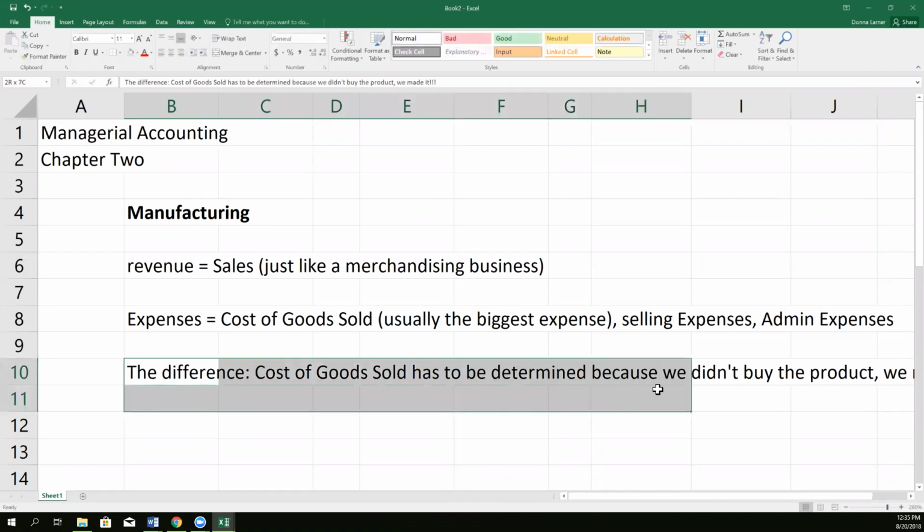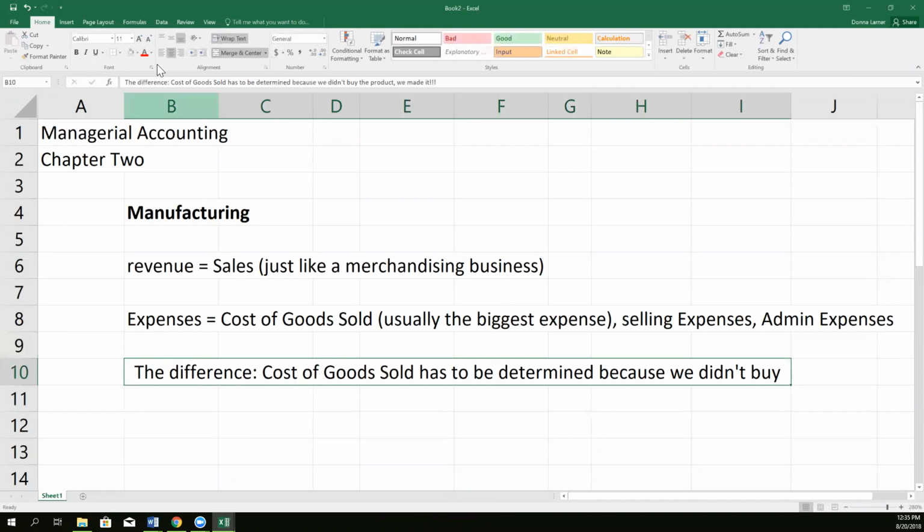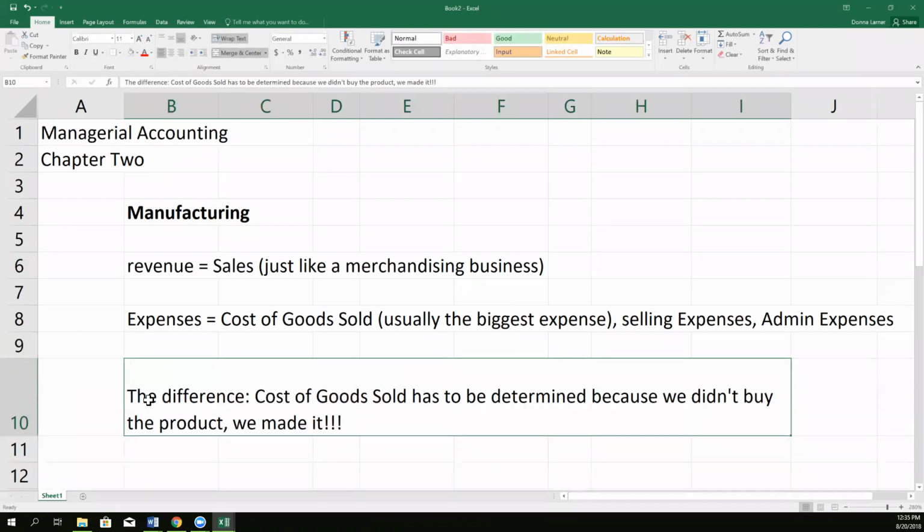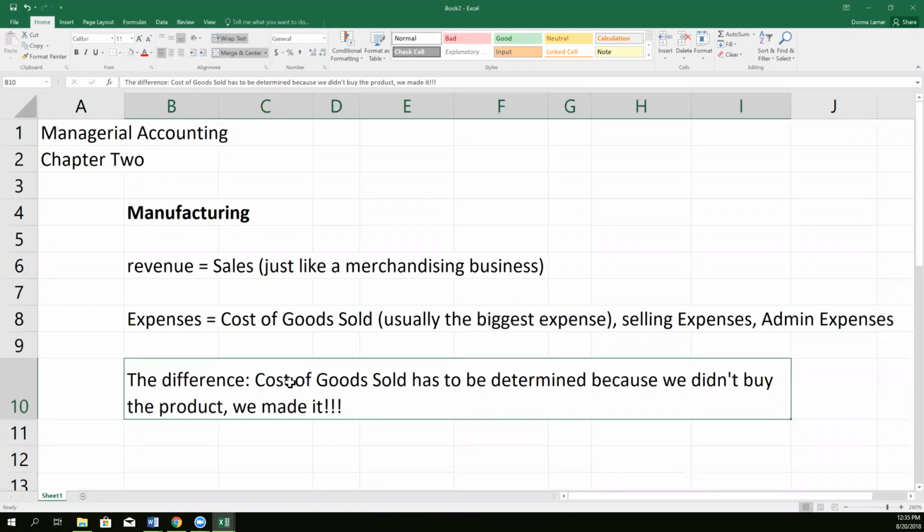Okay, let's get that so you can see it on the screen here. Okay, the big difference is that cost of goods sold isn't just something that we can go look in the records and say, we sold it, how much did it cost us when we bought it? It's how much did it cost us to make? So we have got to do a lot of record keeping to figure out what it costs us to make the product that we're turning around and selling. That will help us determine if we're making any profit.